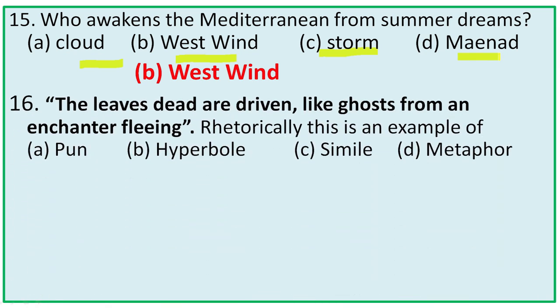Next, question number 16. "The leaves dead are driven like ghosts from an enchanter fleeing." Rhetorically, this is an example of: the options are pun, which we know is duplicity of sense or meaning under the unity of sound. For example, when husband dies, a woman pines for a second. Next, hyperbole or exaggeration. For example, I am tired to death. Then simile means an explicit comparison between two different objects or things or ideas, and metaphor, an implicit comparison.